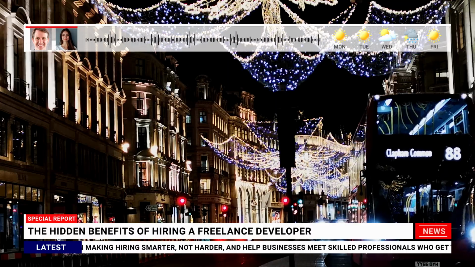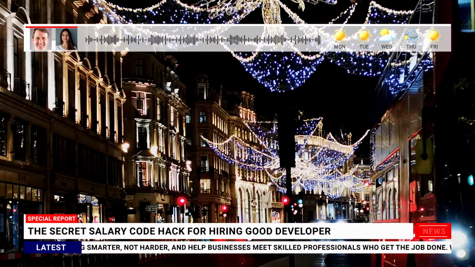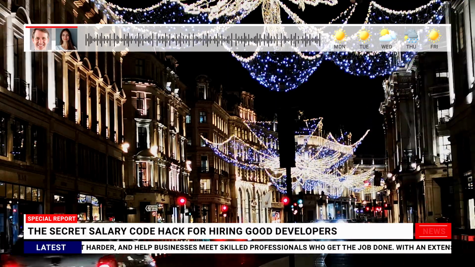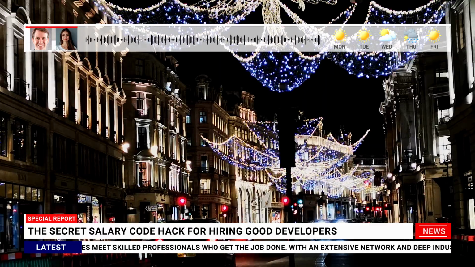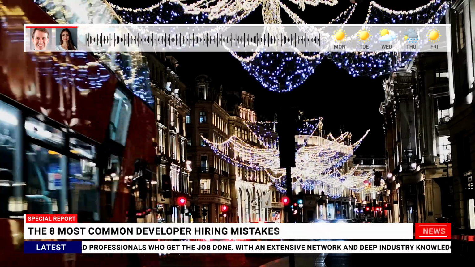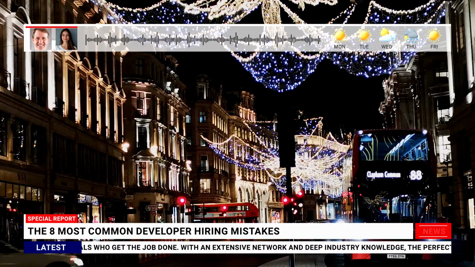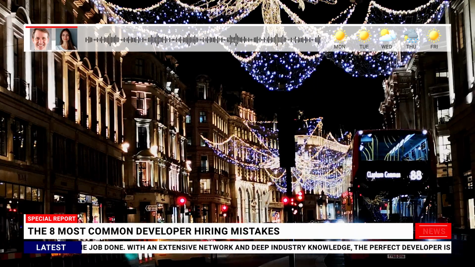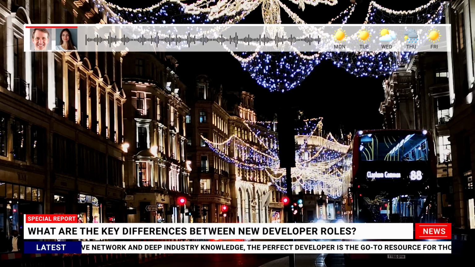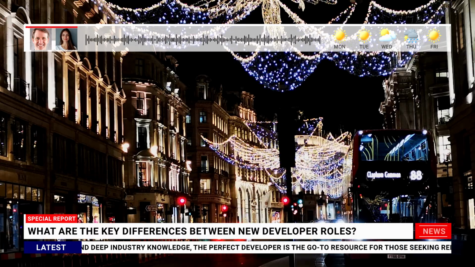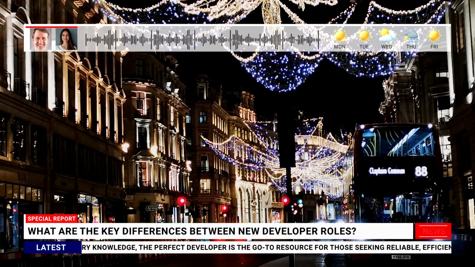So let's get down to the nitty-gritty here. What kind of salary are we looking at for a talented Vagrant developer? Well, salaries can vary quite a bit. It really depends on experience, location, and whether you're hiring full-time or freelance. But to give you a general idea, in the US, you might be looking at anywhere from $80,000 to $120,000 per year. And that's for a full-time experienced Vagrant developer.